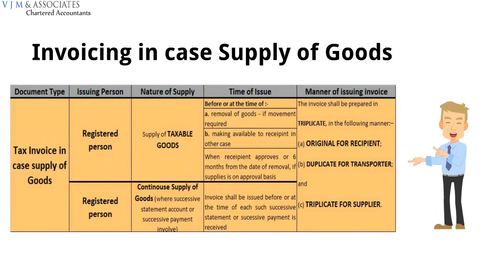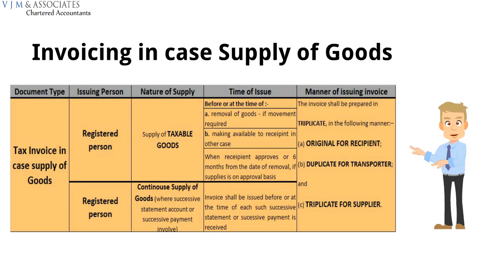Where a registered person is involved in the supply of taxable goods, the tax invoice will be issued before or at the time of removal of goods, if removal of goods is required. However, in case no movement of goods is required, the tax invoice will be issued before or at the time of making goods available to the recipient. In cases where goods are sent on approval basis, the tax invoice will be issued when the recipient approves the goods or 6 months from the date the goods were sent, whichever is earlier.